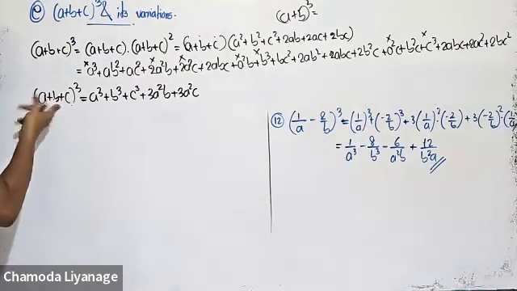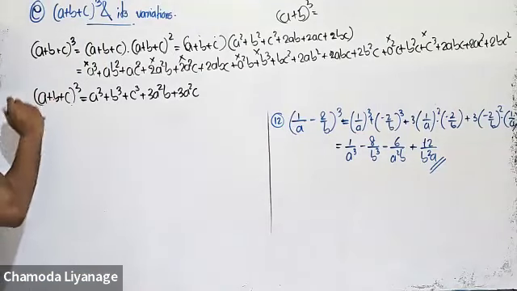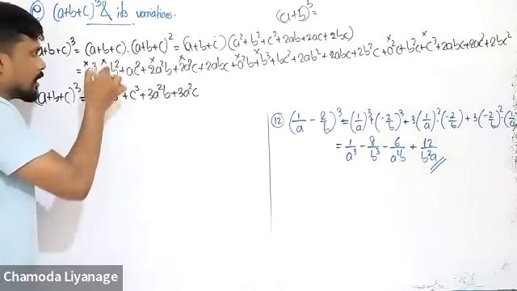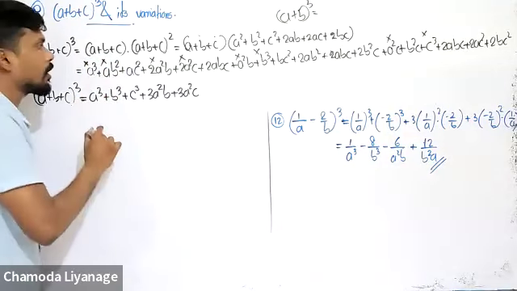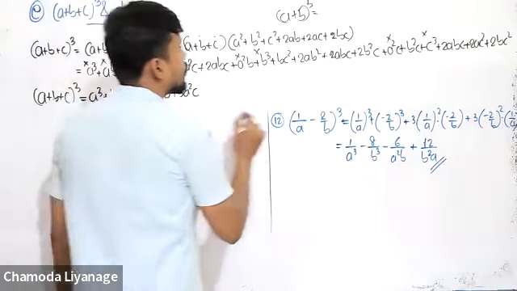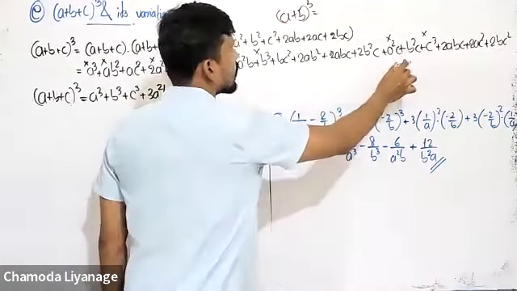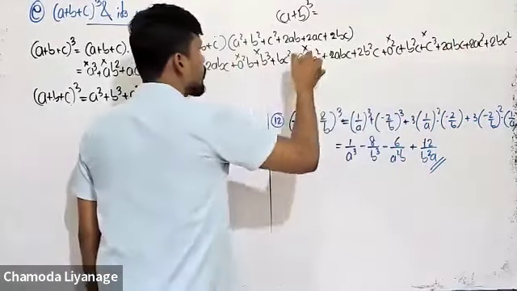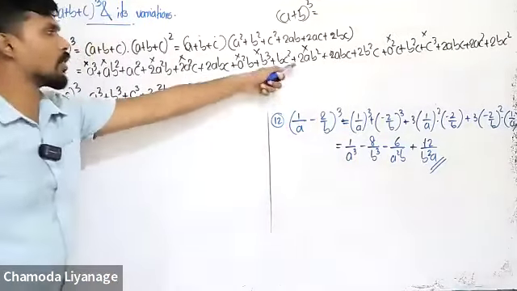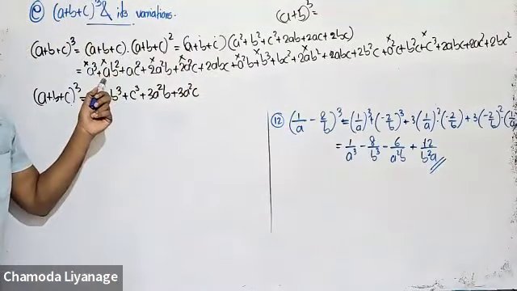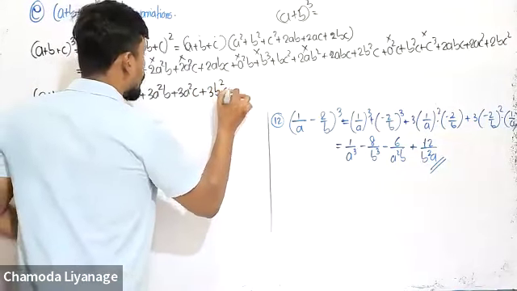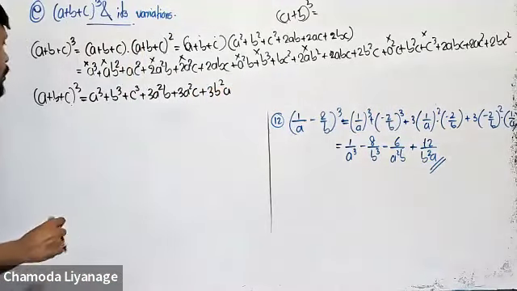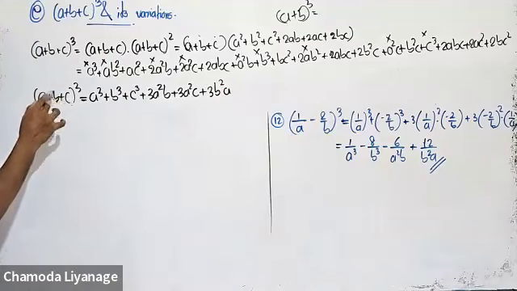Now come to b. b squared into a terms. What is this? This one is b squared into a, right? This is b squared into a, and this one is also b squared into a. 2b squared into a and plus b squared into a, we get 3b squared into a. Next, b squared into c.